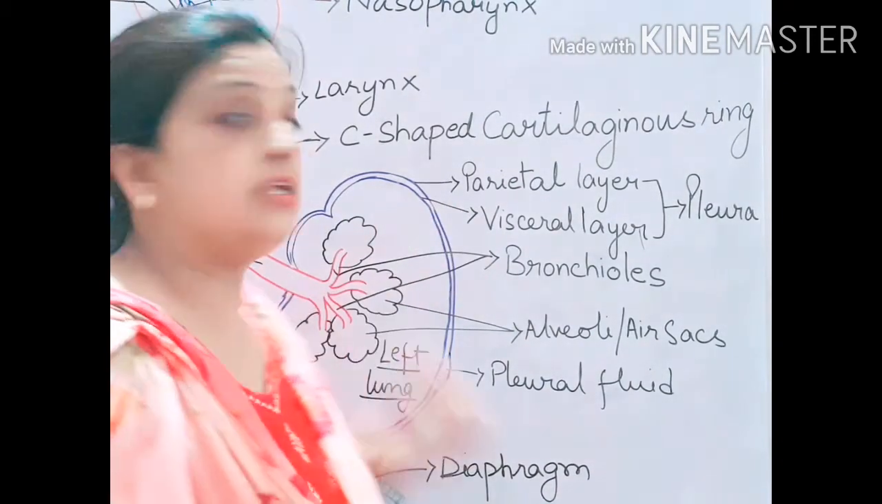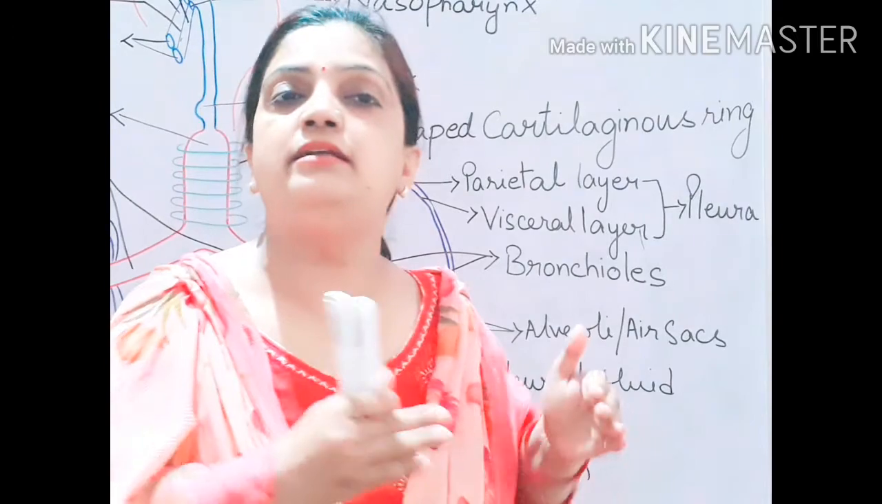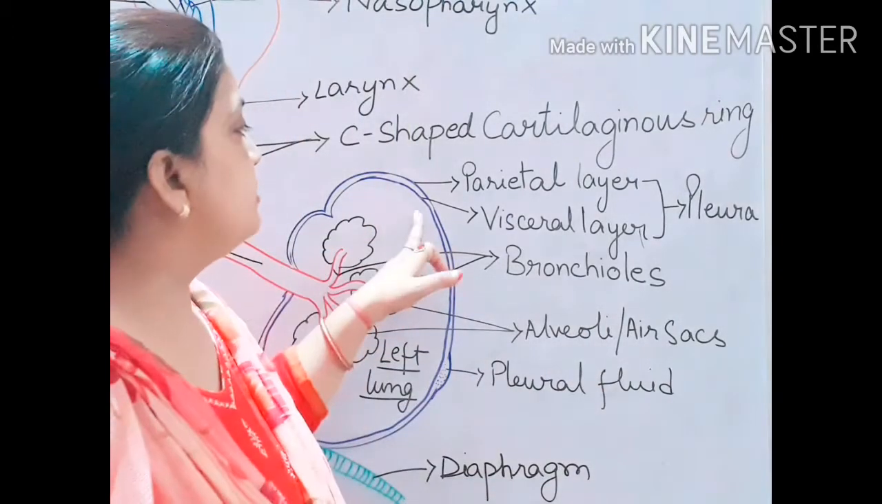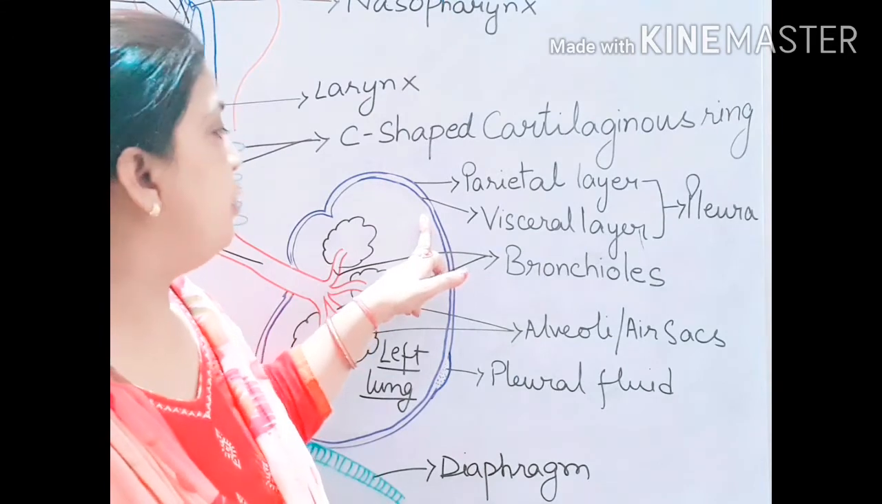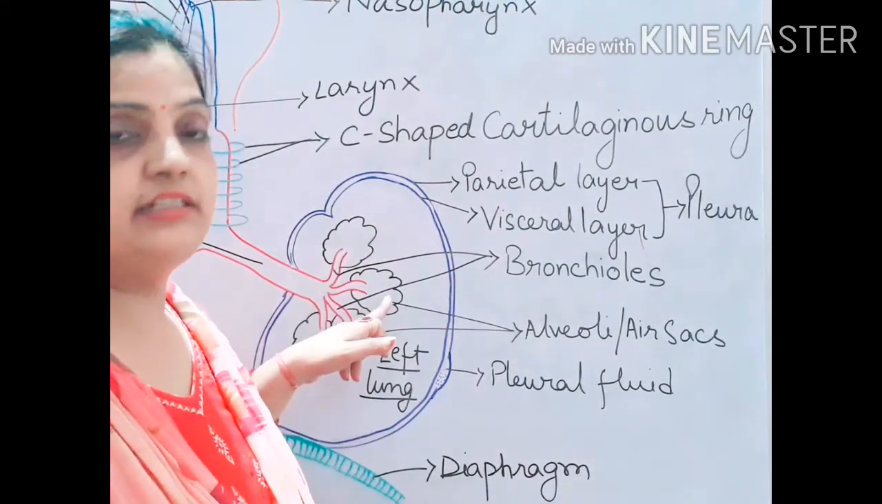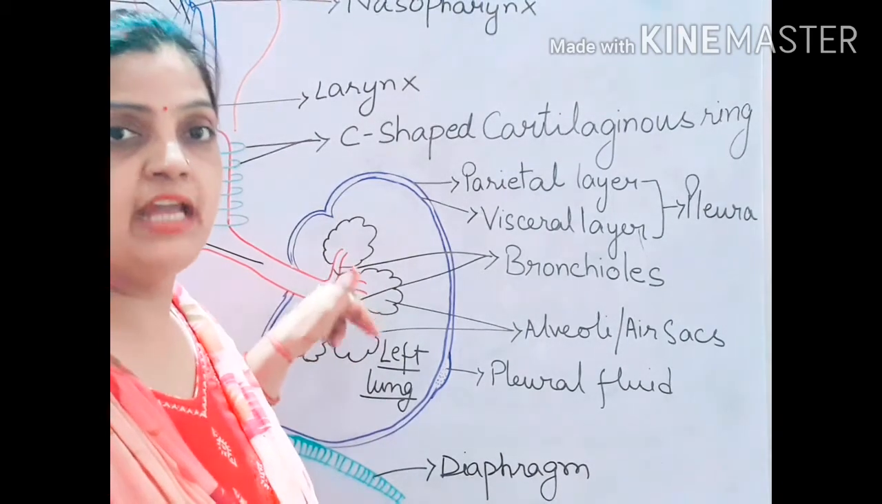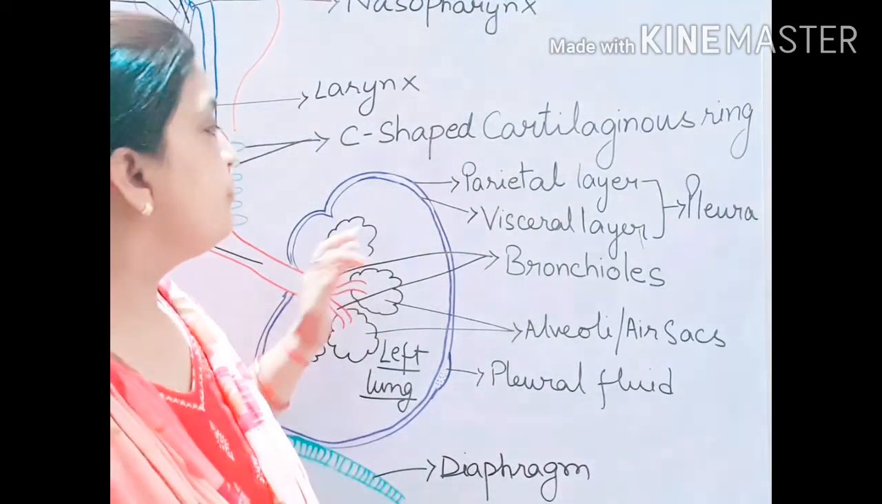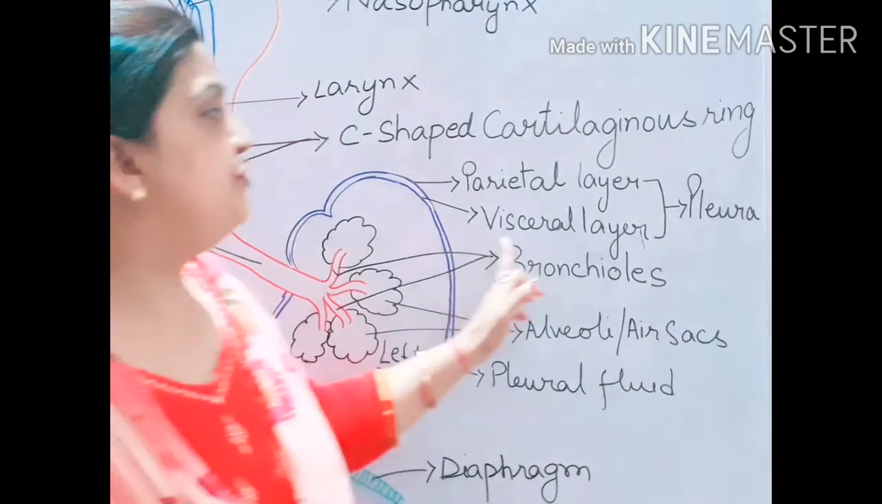And visceral. Visceral means which is very near to the internal parts. Now this second wall, which is the inner wall, is very close to the internal parts of the lung, that is your alveoli, bronchioles and all. So this wall is called the visceral layer.